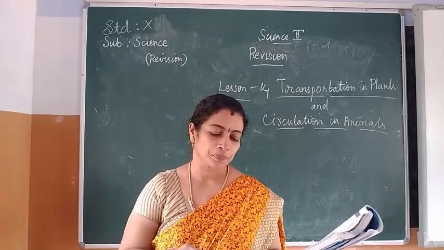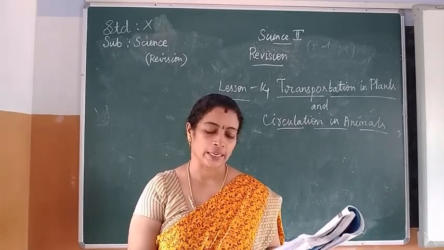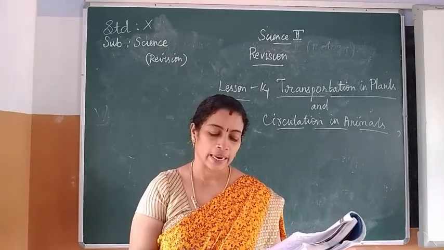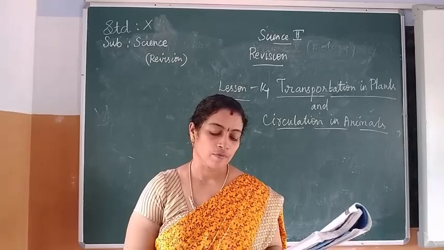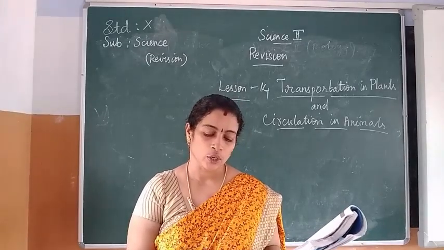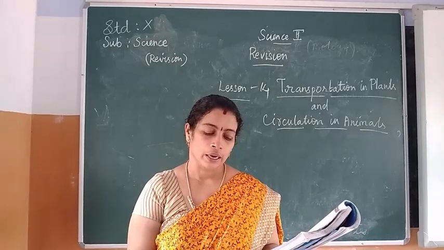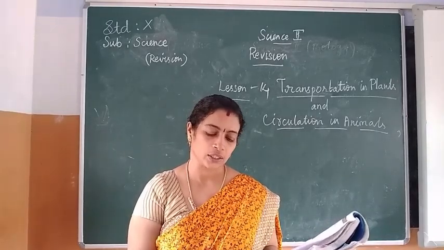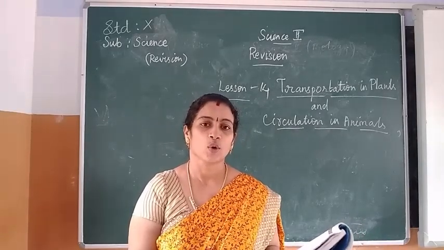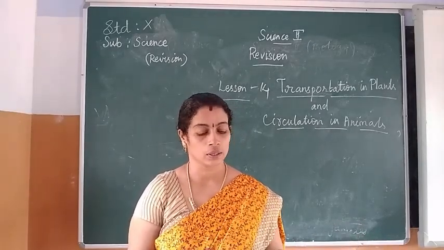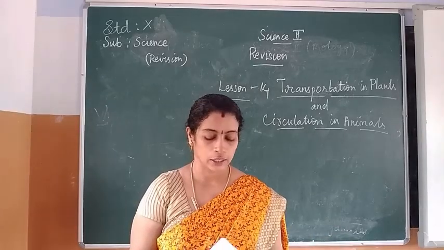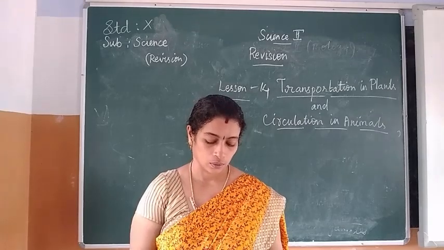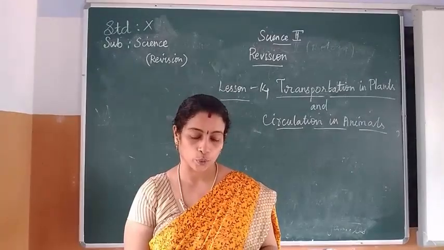Then the eighth question, a patient with blood group O was injured in an accident and has blood loss. Which blood group should the doctors effectively use for transfusion in this condition? Since the O group is a universal donor, the answer is O group.